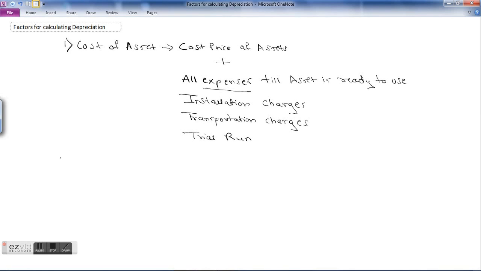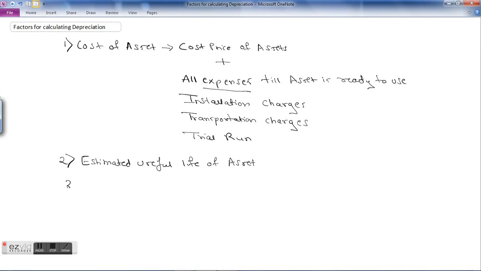Then the second thing that we need is the estimated useful life of the asset. Now it's not very easy to estimate the life of an asset. It depends on various factors, like the nature of the asset. For example, if it's an electronic item, then there is a chance that it will become obsolete after 2-3 years. So all these factors need to be considered while estimating the useful life of an asset.